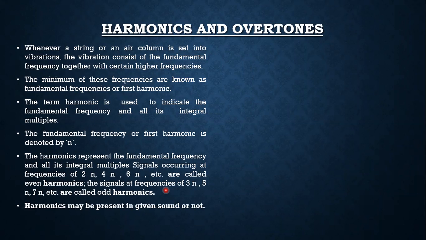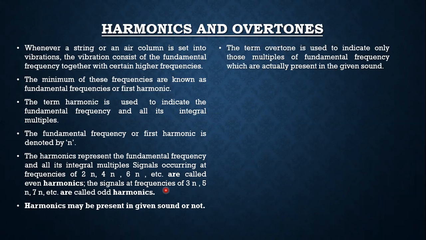A harmonic may be present in a given sound or not. It may be there or may not be there. It depends on how the air column or the string vibrates. Now, overtone. Overtone is used to indicate only those multiples of the fundamental frequency which are actually present. Note this: which are actually present, they are the overtones.